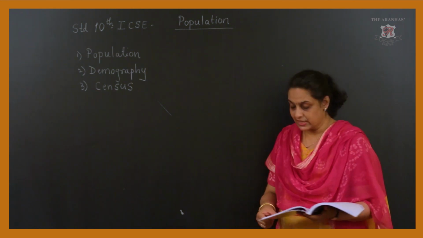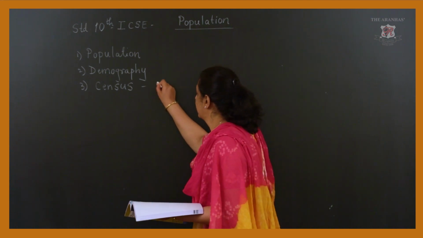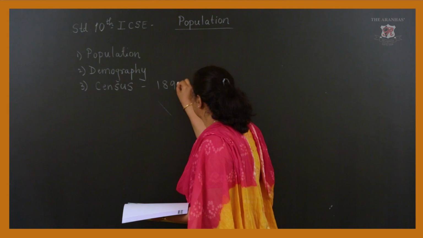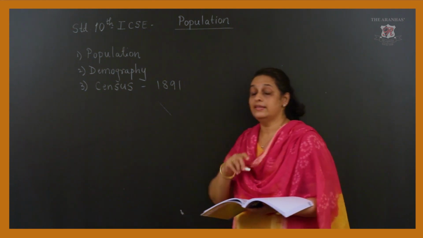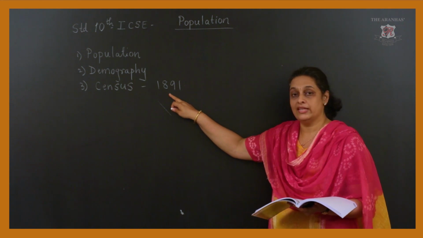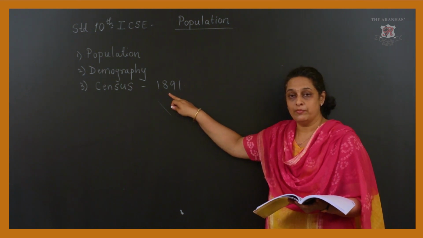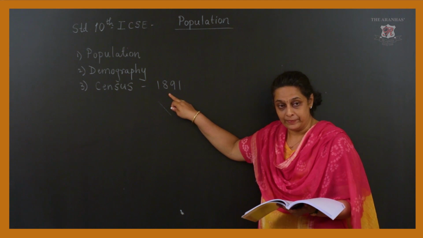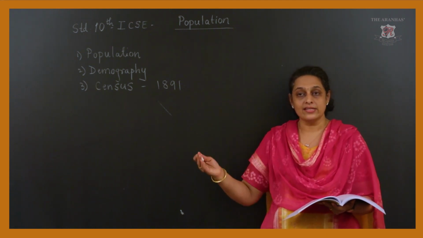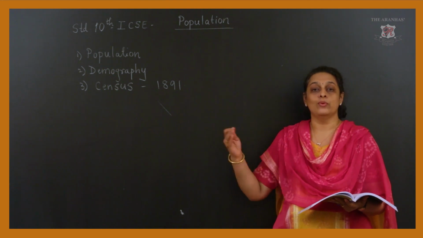So, the first census took place in 1891 in India. Okay, so 1891 is the first time when population was counted, and after that, after every 10 years it is being counted.